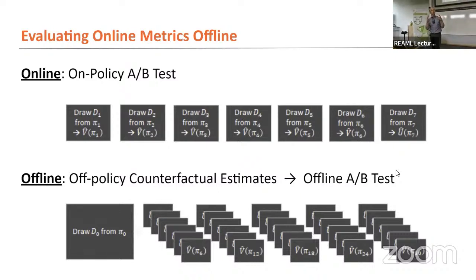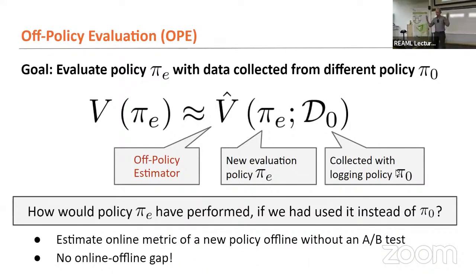So that's the main goal of off-policy evaluation, and that's the challenge. So yes, that's just what I said, right? The true value of a policy: you want to get an estimator V hat that evaluates a new policy pi e with data that was logged from a different policy pi null.